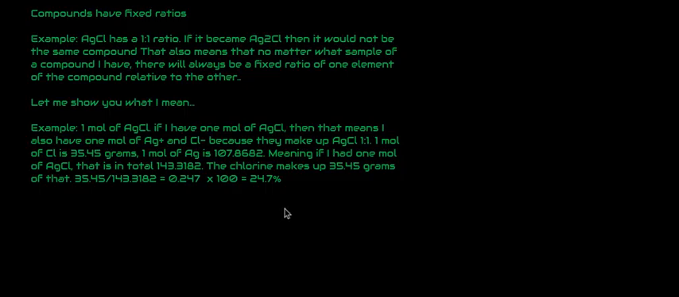Okay, now 1.3 is all about elemental composition. So compounds: we know that compounds are just made of elements, but in order for a compound to be a compound, it has to have a fixed ratio. For example, if I have AgCl, silver chloride, AgCl has a 1-to-1 ratio, meaning for every 1 Ag, there's going to be 1 Cl.